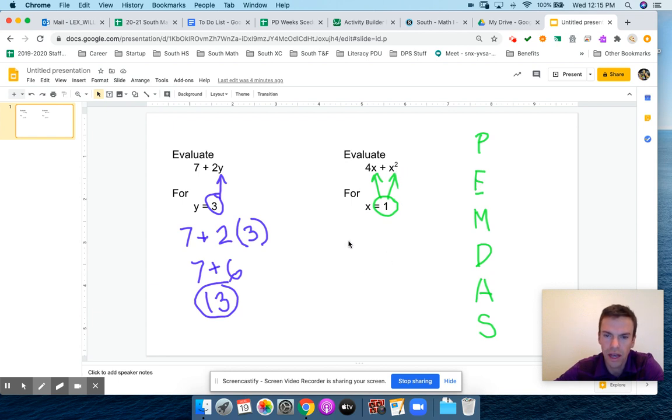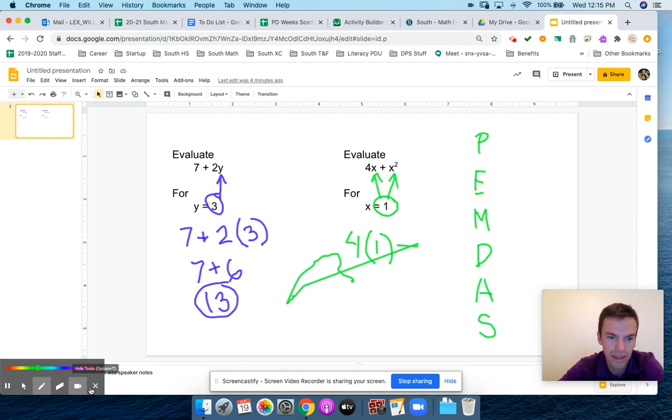Okay, so I'm going to plug these values in and kind of go through it as we go through the acronym PEMDAS. So I have 4 times 1, which I plugged in for x, plus, oh, got some pen lag here. So I'm going to undo that. Well, we'll erase it here. Technology problems, am I right? Just getting used to this stuff.